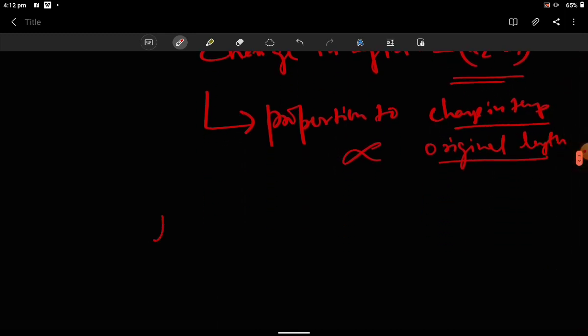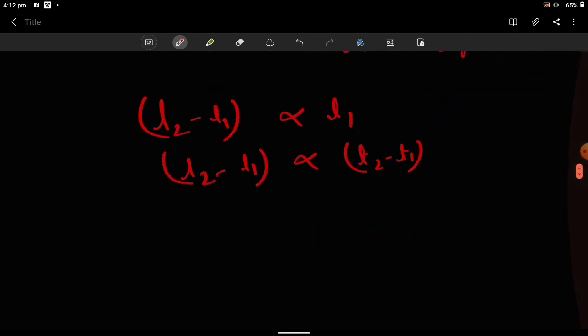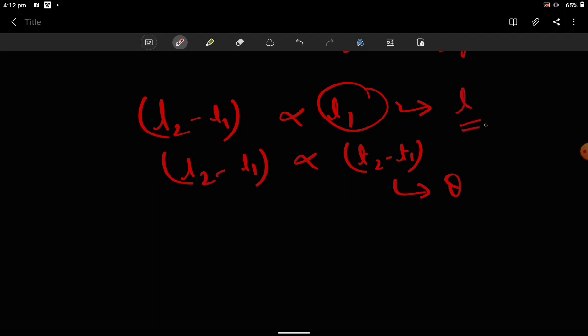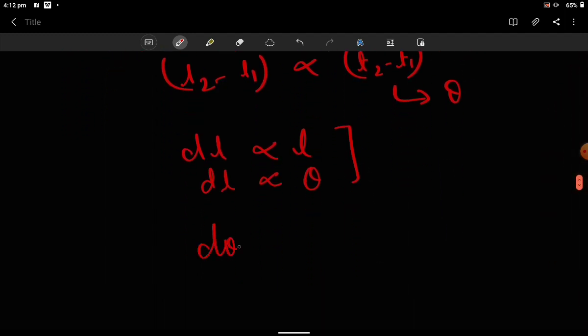So when we combine it, we will find that L2 minus L1 is proportional to L1, and L2 minus L1 is proportional to the change in temperature, T2 minus T1. Let us call that theta, and L1 we call L. So this L2 minus L1 I am replacing by DL. So DL is proportional to length and DL is proportional to theta. On combining, DL is proportional to L as well as theta, where theta is the change in temperature.